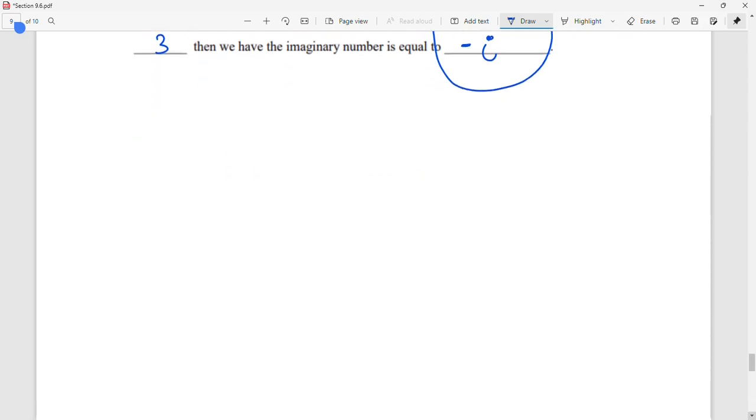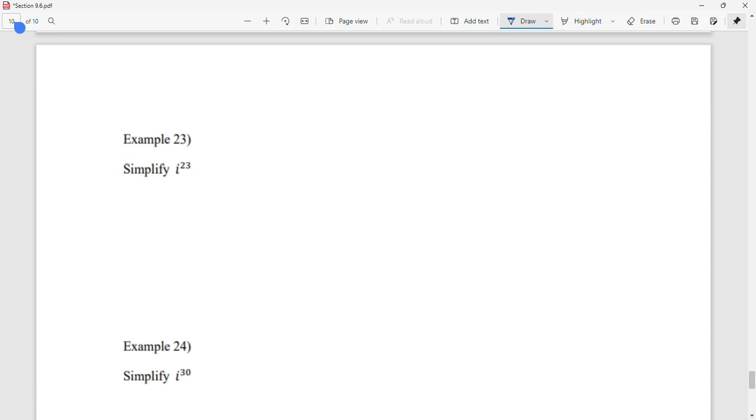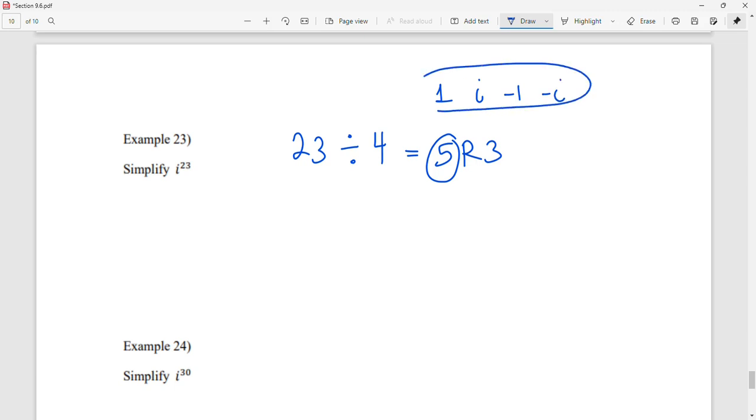So let's try some examples. In example 23, I'm going to take the 23 and we'll divide it by 4. 23 divided by 4 is 5 with a remainder of 3. So what does this 5 tell me? This 5 tells me there's going to be a cycle where it goes through our sequence of 1, i, negative 1, and negative i 5 times around before it lands on i to the third power.